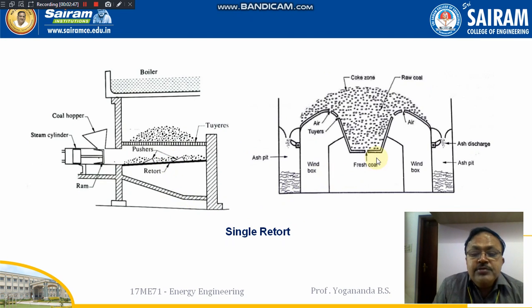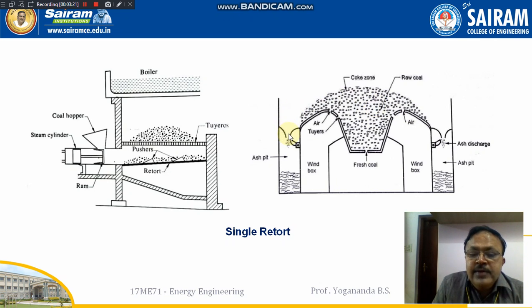Right. So if you see here, you have the ash pits here. This is the cross section of the single retort you can see here. The fresh coal is fed here. Through the tuyeres, you have these tuyeres here, right? So through the tuyeres, the fresh air is passed on to the retort. So the coal is getting completely burnt.